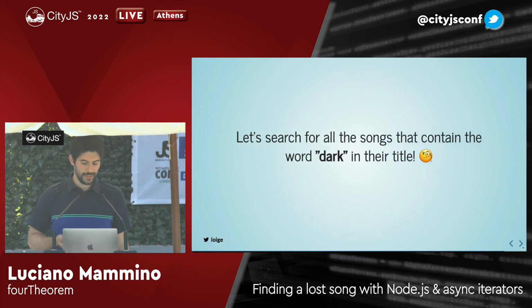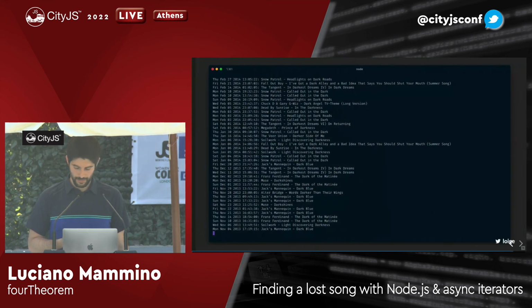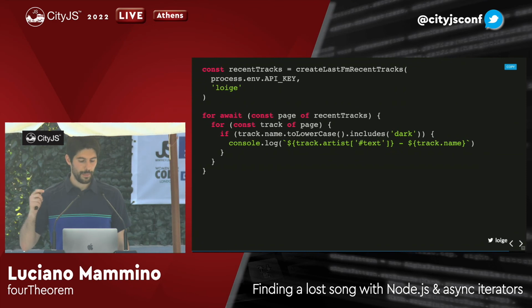So now the last thing that is left to do is solve again our own problem. So let's become again the users of the library that we just created, and let's try to implement this particular search. We want to search for the keyword dark in the title. So it's very simple. What we need to do is for await, and then in every page, we know that we have a list of records. So for every track in that page, just print that track if the title includes the keyword dark.